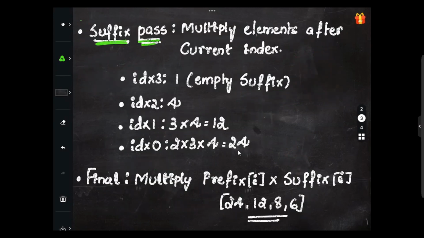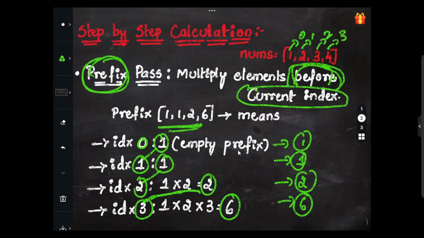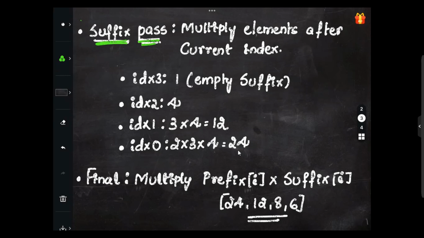So next, let's move on with the suffix pass here. Suffix pass, what we will be doing here, we will multiply the elements after the current index. So in the prefix pass, we are multiplying the elements before the current index, here we will be multiplying the elements after the current index. So after is the term that we need to keep in mind. So we are going with the suffix, right? Not the prefix this time. So I hope this is clear.